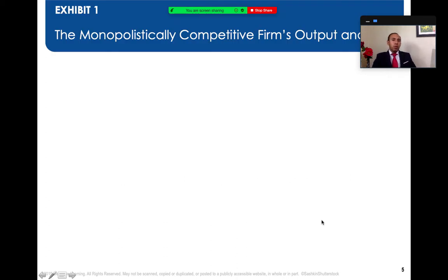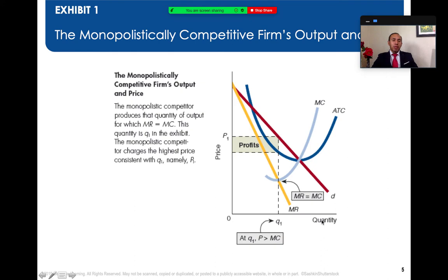And if we look at figure 1, the graphical illustration is going to show a monopolistically competitive firm. If you notice, we have a downward sloping demand curve, a downward sloping marginal revenue curve, an average total cost curve, ATC, in dark blue, and a marginal cost curve, MC. And the model is very similar to a monopoly model. However, in this case, we're looking at a monopolistic competitor firm. It is still going to operate where marginal revenue is equal to marginal cost.